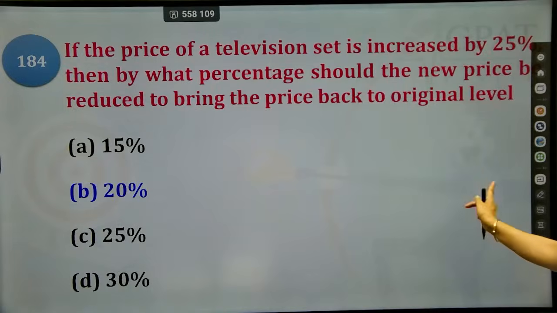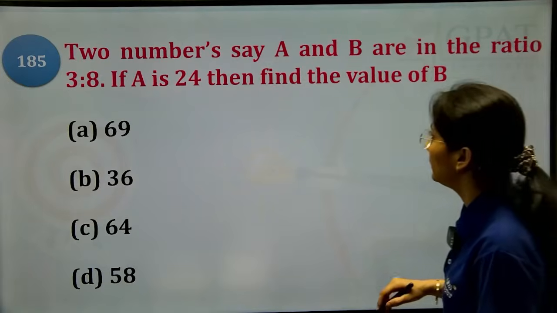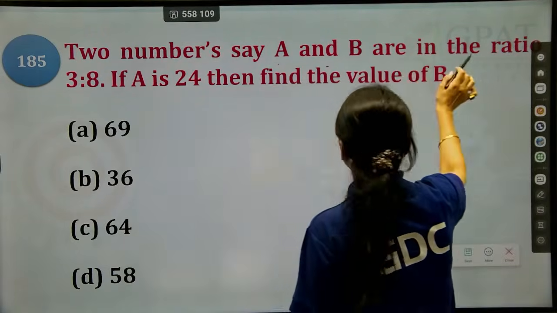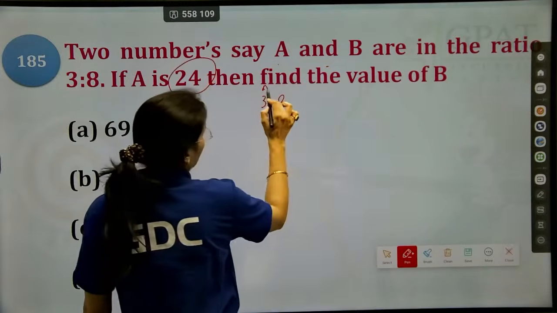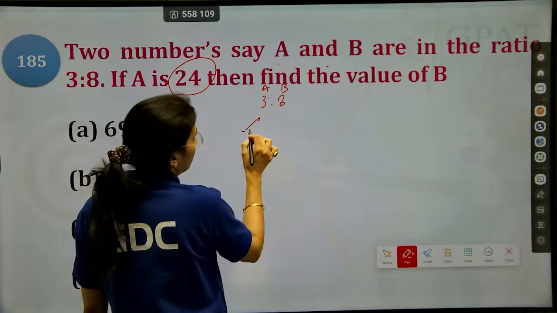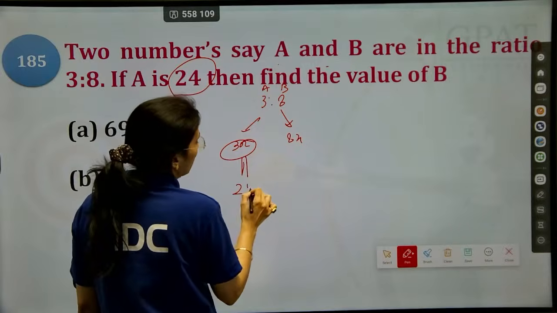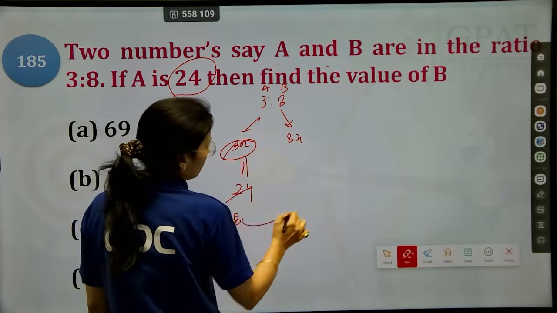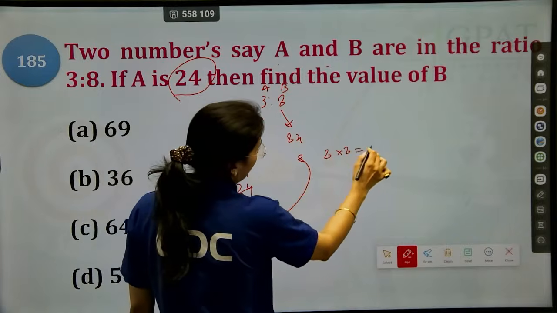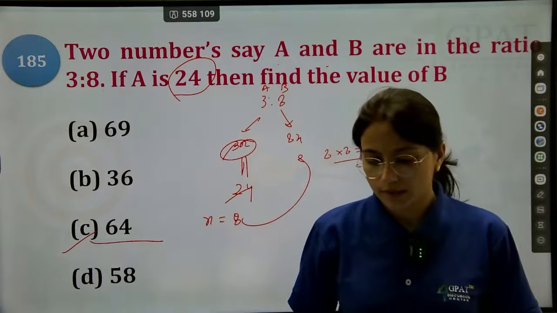Now move to the next question. Two numbers A and B are in the ratio 3:8. If A is 3x and B is 8x, and A is 24, then 3x equals 24, so x is equal to 8. So B is 8 multiplied by 8, that is 64. So B is 64, that is option C, which is the correct answer.